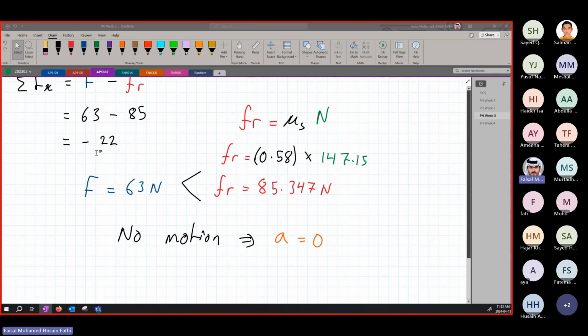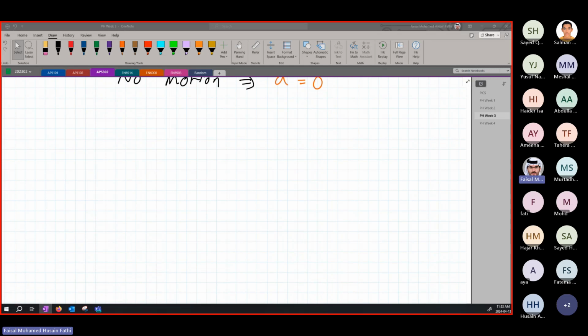We found our friction force using sigma fx. Then, using sigma fx, we're going to see if the friction force is larger or less than the force that has been applied. Since F is equal to 63 newtons, which is less than the friction force, we know that there is no motion. So we need a minimum force of 85.347 so that this object will start moving. Let us solve an example question.